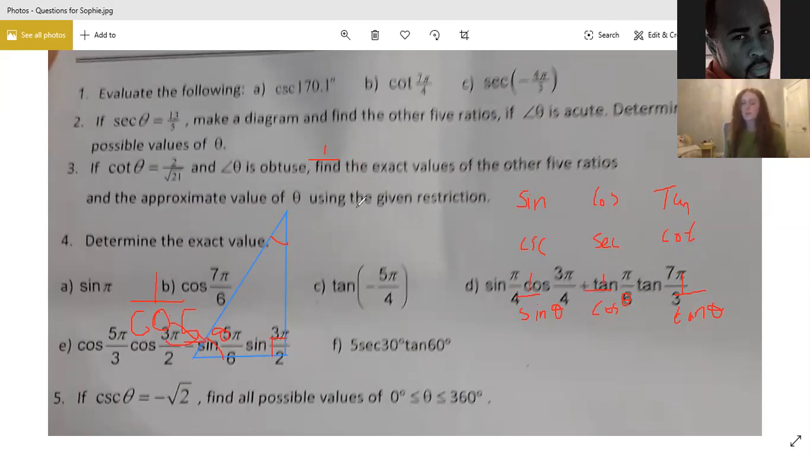So cos is 5/13. If you were to label your triangle, so look at your triangle now. If this is theta, and cos is 5/13, then cos is equal to what? Adjacent to the hypotenuse, right? So this has to be 5, and this has to be 13, correct? Yes. And that's how you label a triangle.